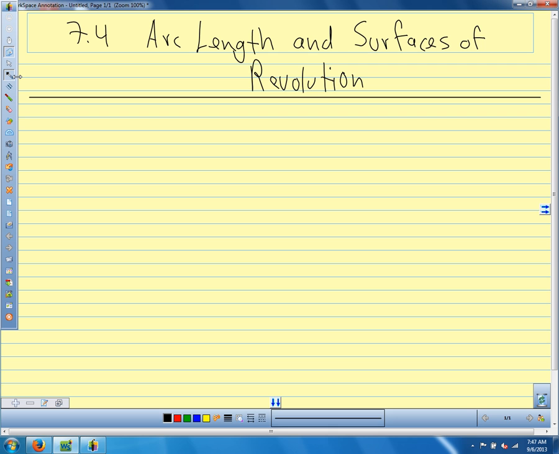So I just had a weird thought when I wrote Surfaces of Revolution. I thought of Che Guevara, and I thought of revolution in that context. This is a weird mixture.